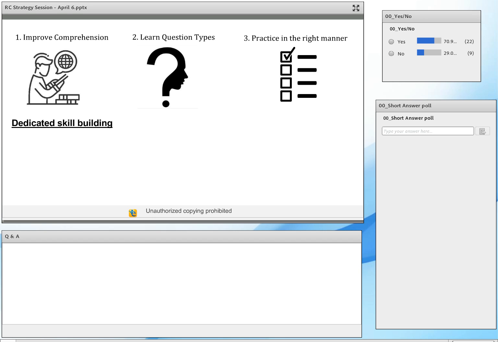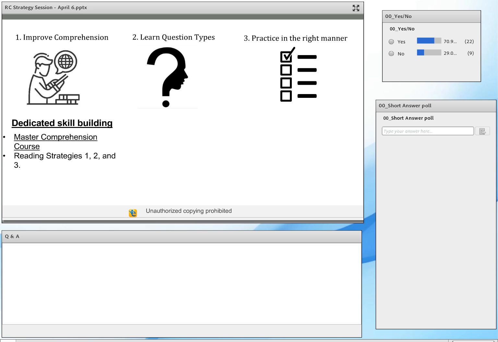So how do you improve comprehension? For this, we have dedicated skill building exercises, okay? You have the master comprehension course in which you go through the building blocks of a sentence. You understand where to pause. You need to understand how to summarize information. You learn all of that in the master comprehension course, okay?